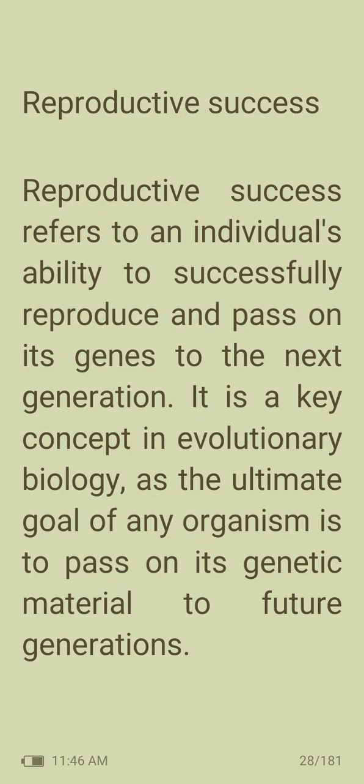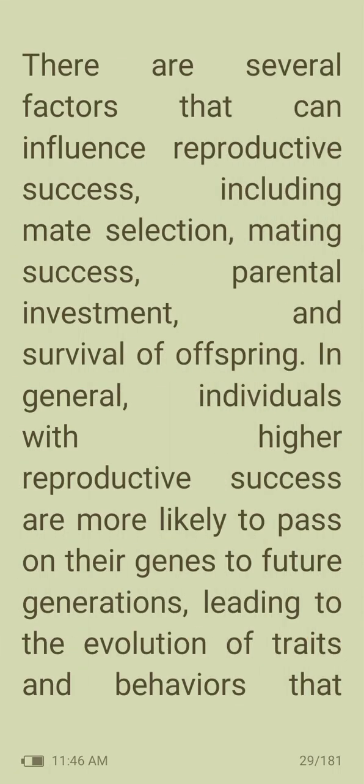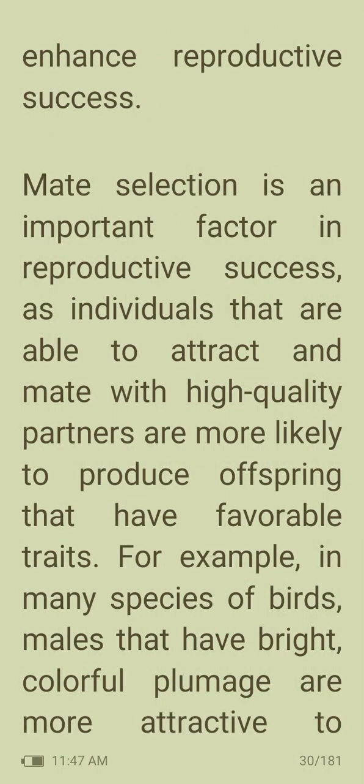Then reproductive success. Reproductive success refers to an individual's ability to successfully reproduce and pass on its genes to the next generation. It is a key concept in evolutionary biology, as the ultimate goal of an organism is to pass on its genetic material to future generations. There are several factors that can influence reproductive success, including mate selection, mating success, parental investment, and survival of offspring. In general, individuals with higher reproductive success are more likely to pass on their genes to future generations, leading to the evolution of traits and behaviors that enhance reproductive success.